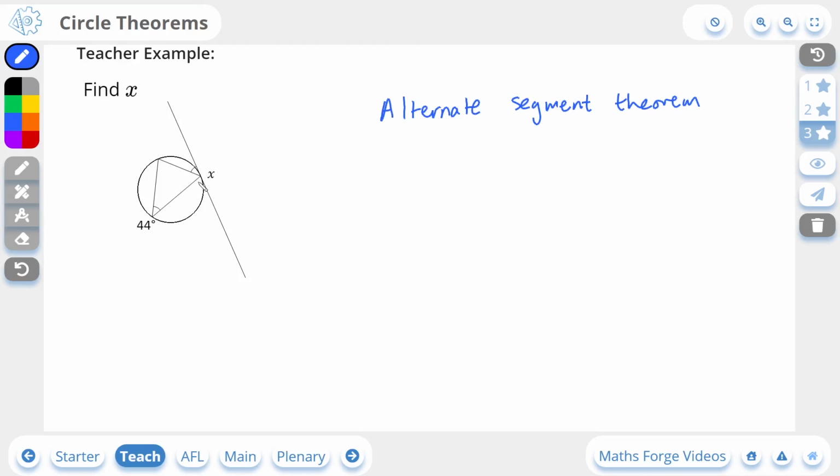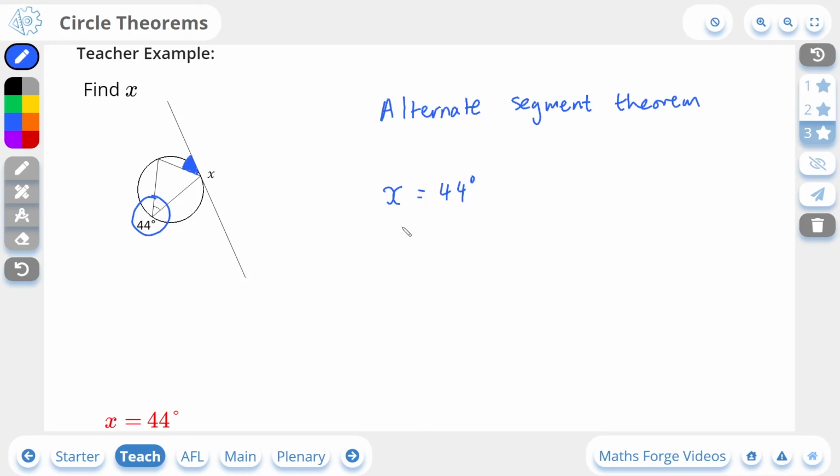And in the alternate segment theorem, the angle formed between the tangent and the triangle, so this angle here, is equal to the angle at the other end of the triangle, which is this 44 here. So for this example, we can say that x is equal to 44 degrees. And if we check our answer, there it is.